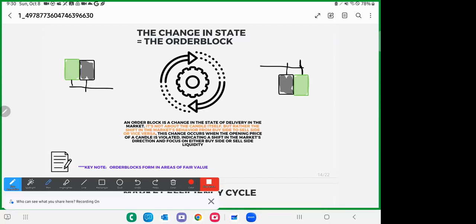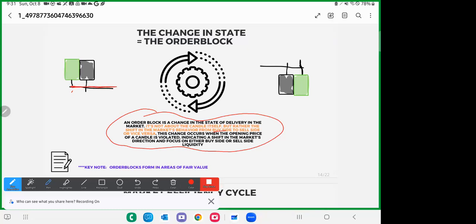and it's not about the candle itself, but rather the shift in the market's behavior from buy side to sell side or vice versa. This change occurs when the opening price of a candle is violated, indicating a shift in the market's direction and focus on either buy side or sell side liquidity. So this is ICT's explanation of that. But for development purposes, I want you guys to focus on the low of this candle.